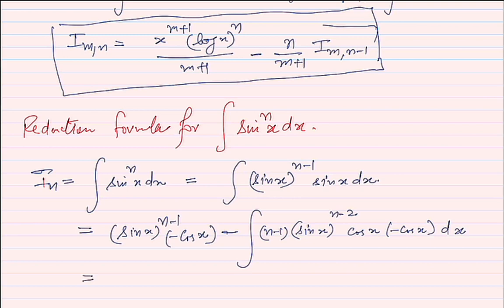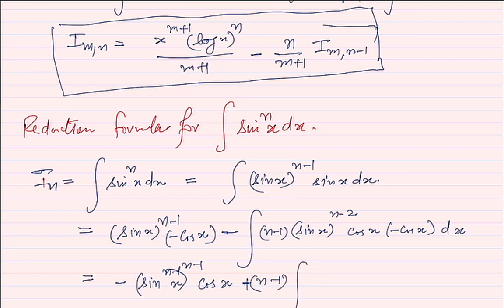So this becomes minus of sin raised to power n minus 1 x. So if you get confused, I will write it as power n minus 1, cos x, minus integral, let me bring this n minus 1 outside, so plus n minus 1, this negative sign, and n minus 1.